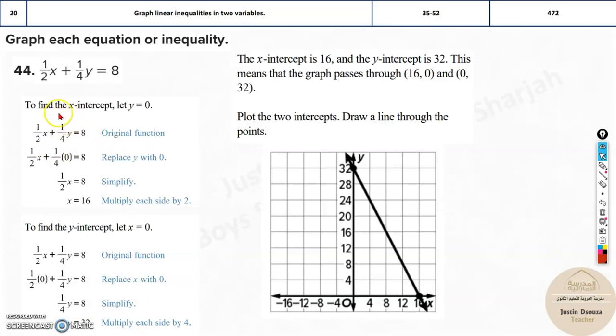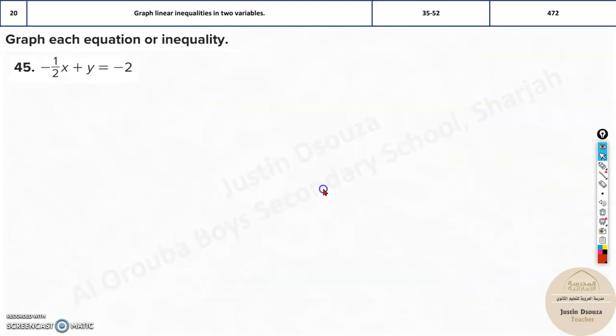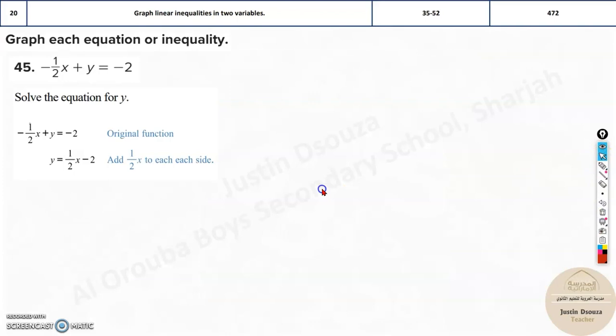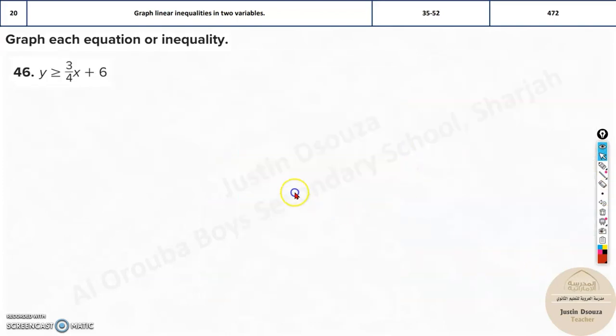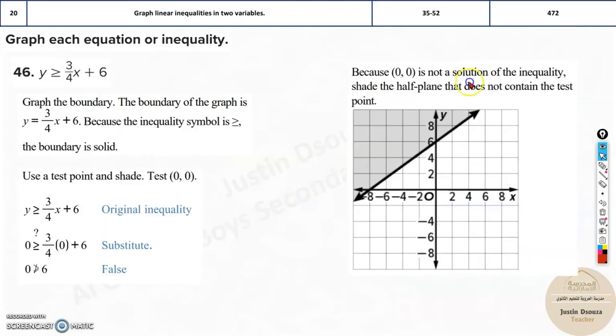Here the intercept method is used. You know, for x-intercept, y is 0, and find the answer. And x-intercept is 16, y-intercept is 32, and just join them. That is also possible. Table method, various methods are possible. So it's up to you. You can choose any of these methods. All the answers are there.